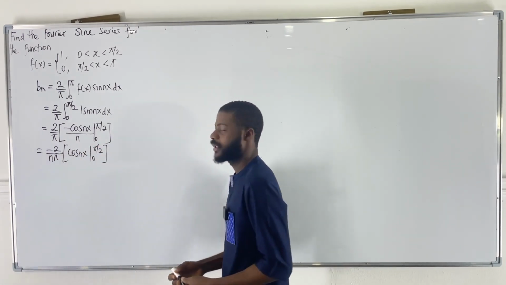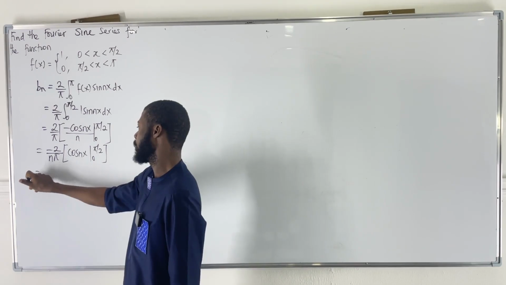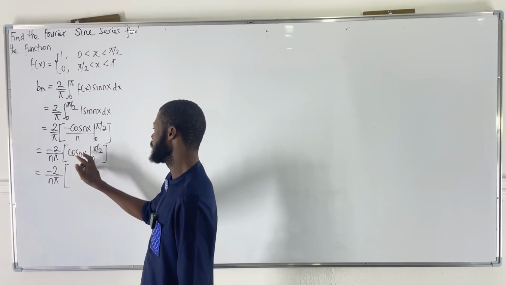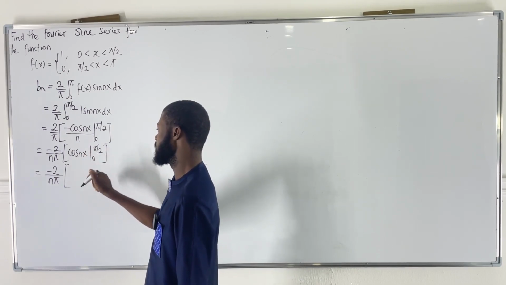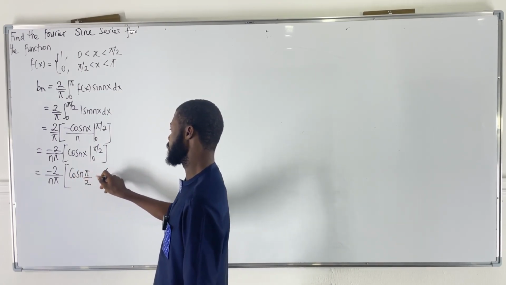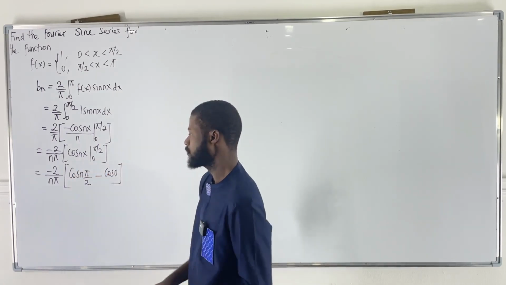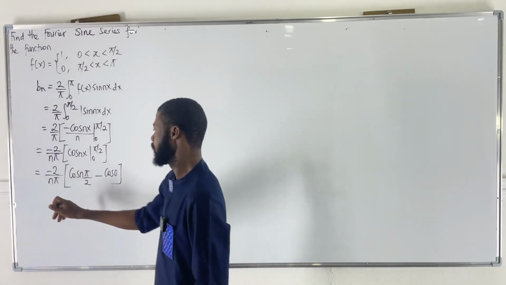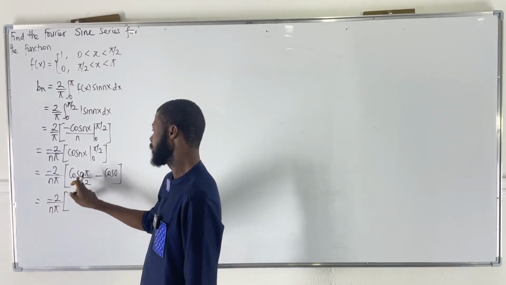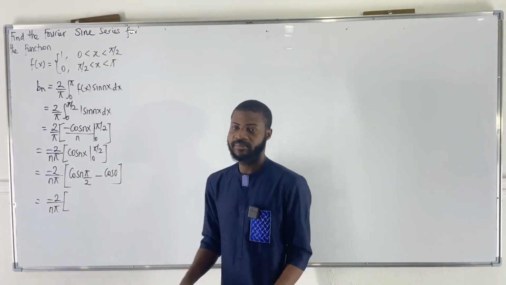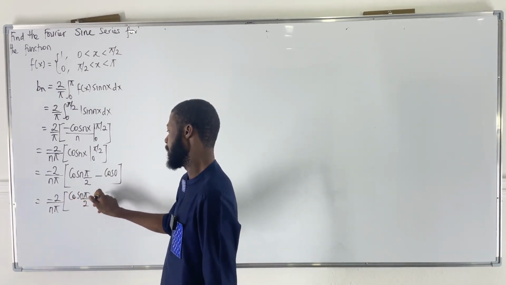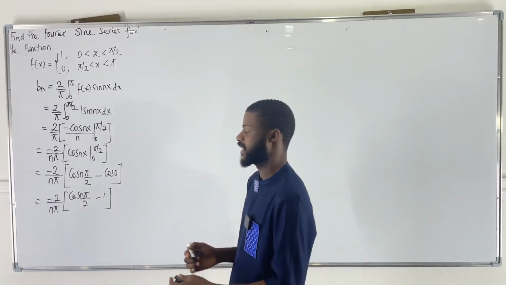Now next, this will become minus 2 over n pi. Anywhere we see x, we're going to be putting pi over 2 and 0. So this will be cos n pi over 2 minus cos 0. So this is minus 2 over n pi into, now this has a behavior, but let me leave it like this first, cos n pi over 2 minus 1. I can decide to leave it like that.